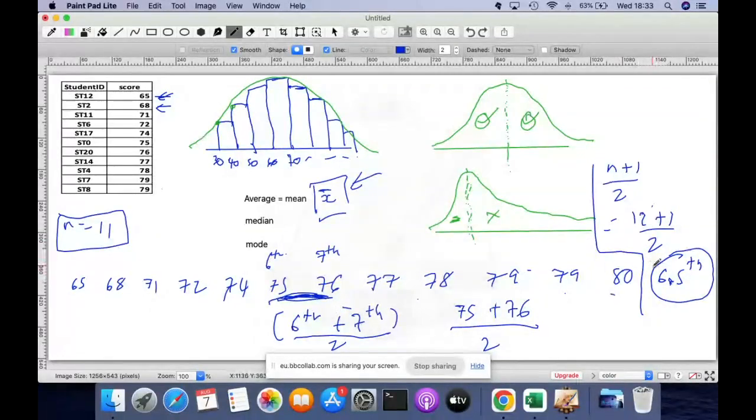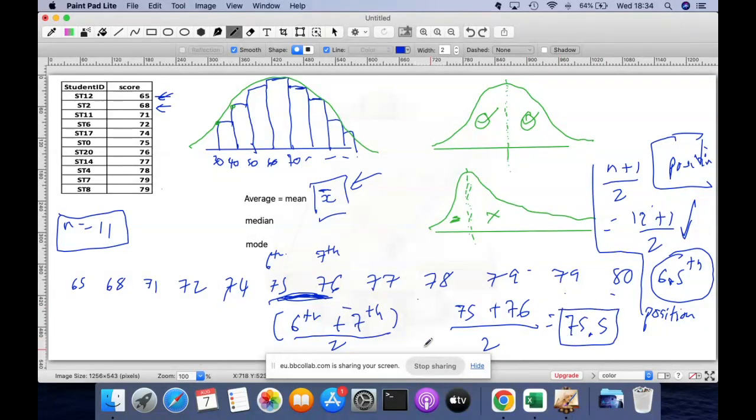In our case, our position is 6.5. This is the position. Excuse me, I didn't have much space to write this here, so I'm going to write it better. All right, and what we do with this position, because it's a decimal at 6.5, that means you take the sixth number and the seventh number, we add them up, and we divide by 2, which is what we've done here. And in this case, our median is 75.5.